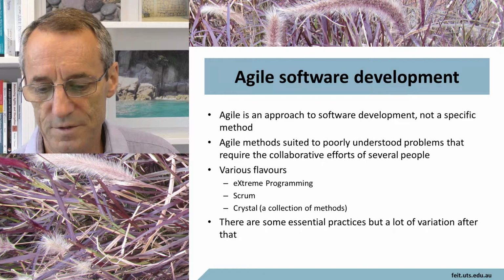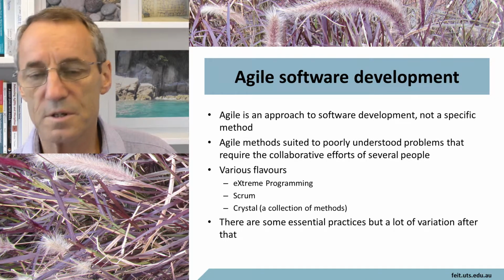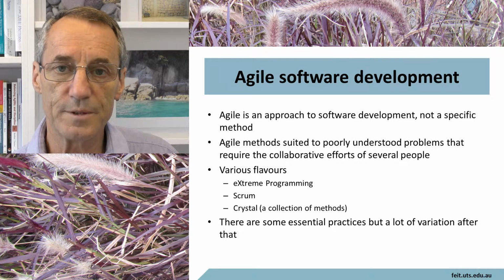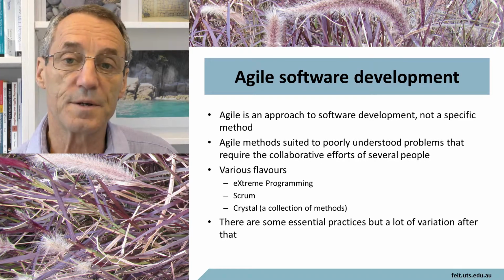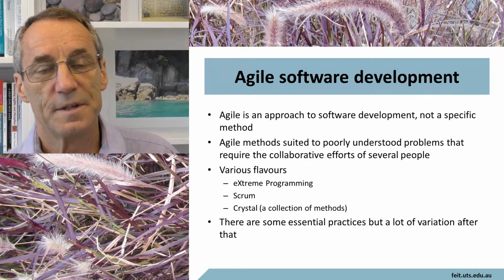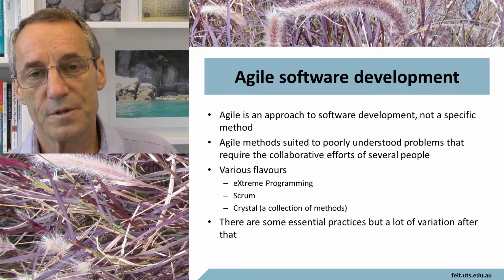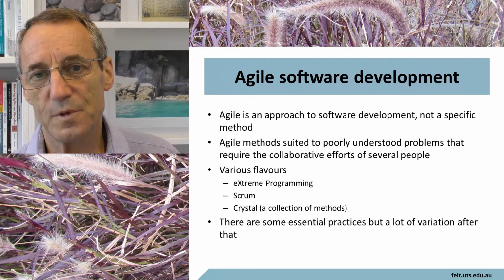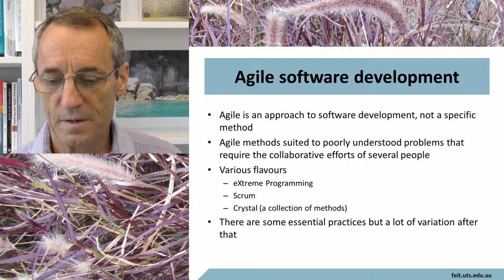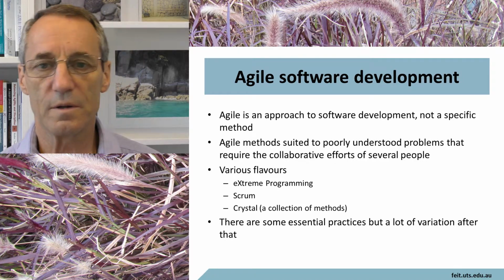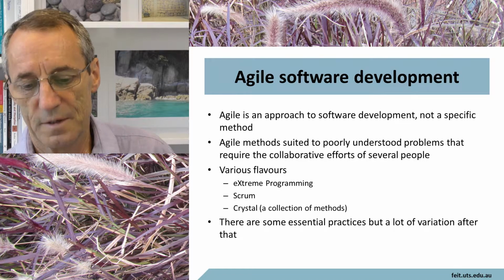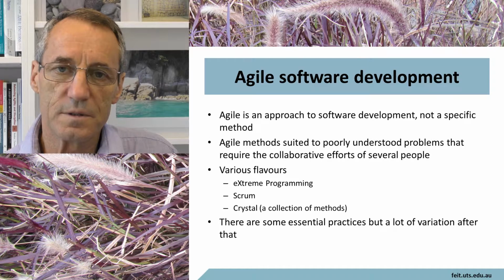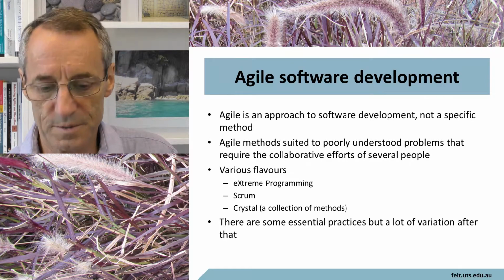There are various flavors, and some of the early ones were extreme programming, for example, the Crystal methods developed by Alistair Cockburn, and Scrum. It's been used as a label for a whole lot of things, but for the moment we'll say, okay, Scrum software development, we'll take that as one of the methods. There are somewhat essential practices and quite a lot of variation after that. Now, I won't go into the Agile software development methods themselves. I want to talk about the improvement of those methods.